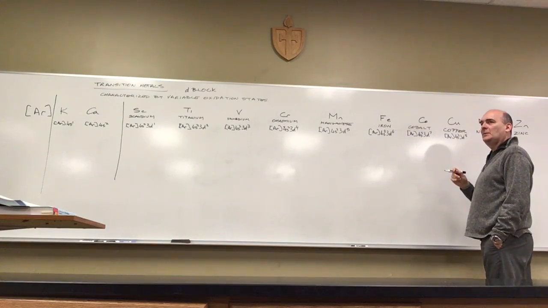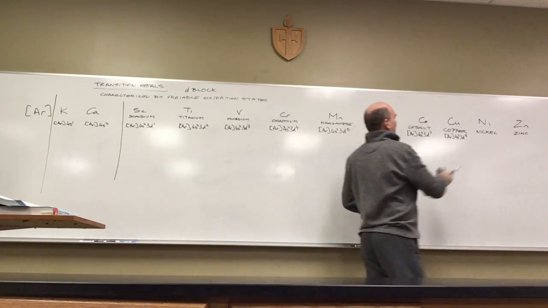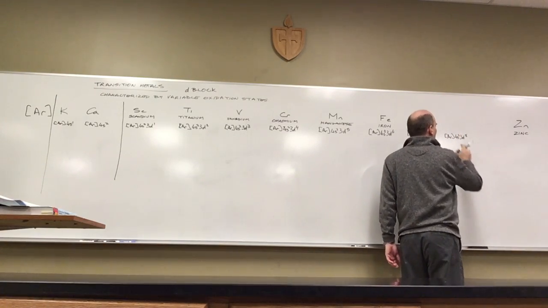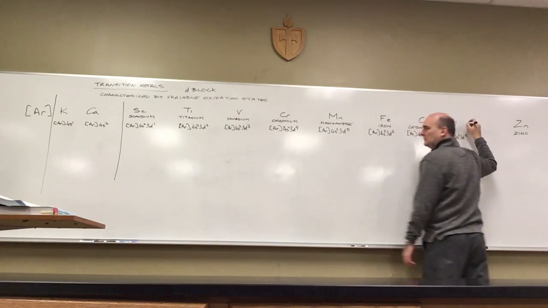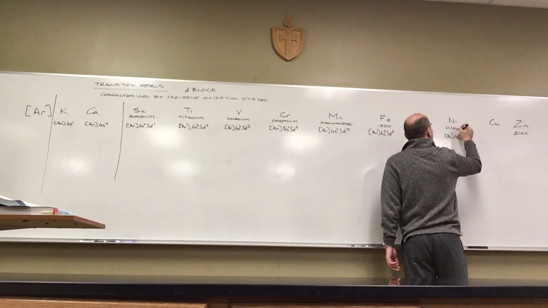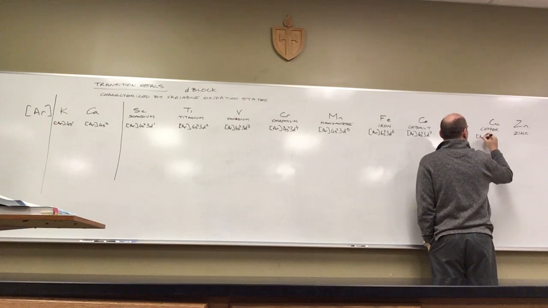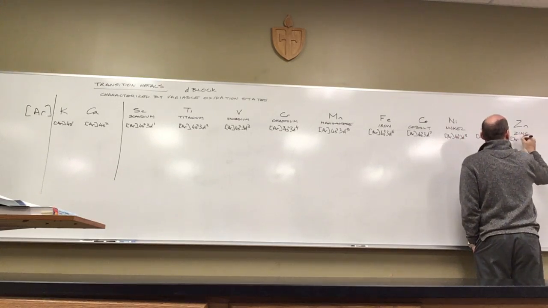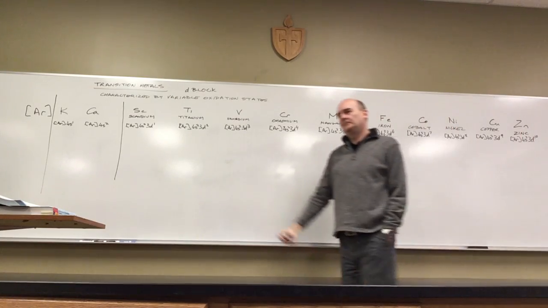You know what? I put nickel and copper in wrong. I'm writing out the electron configuration of it. That's not the electron configuration for copper. Cobalt. Nickel. Copper. Why not? Argon, 4s2, 3d10. Okay.